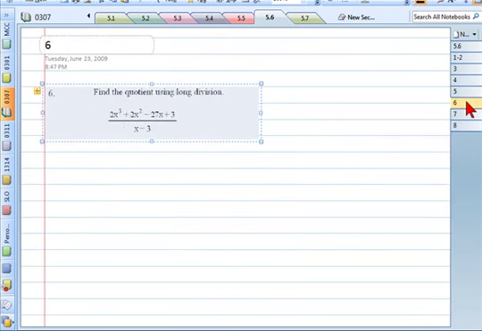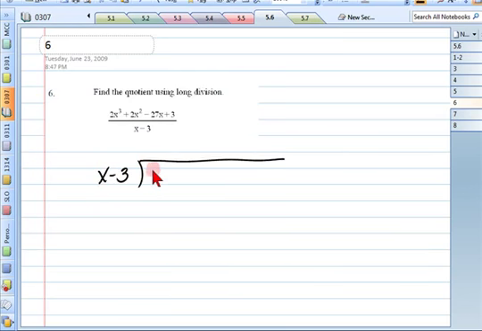Let's look at number 6. 6 is more of the same. It's just that it's a little bit longer problem. I'm going to divide x minus 3 into 2x to the third plus 2x squared minus 27x plus 3.